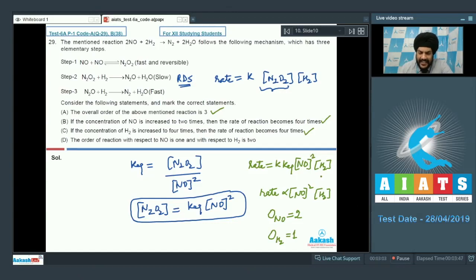And if you look at the D statement, the order of reaction with respect to NO is 1 and with respect to H2 is 2. This statement is incorrect, students. So for this question, we have to select the correct statements and we have to mark the correct answer as option A, option B and option C. Let us look at the next question.